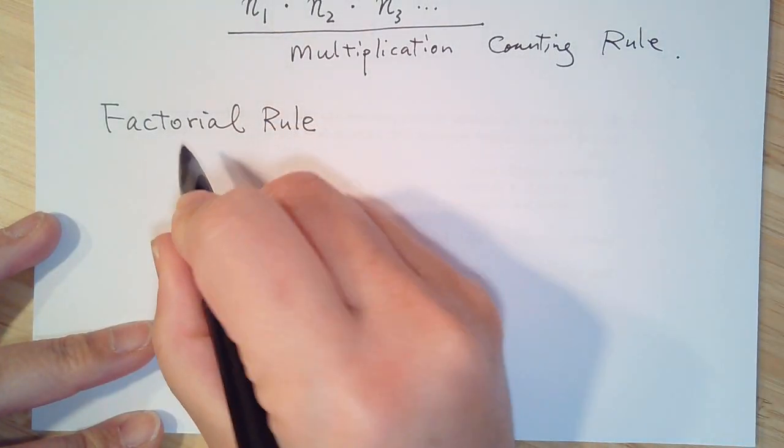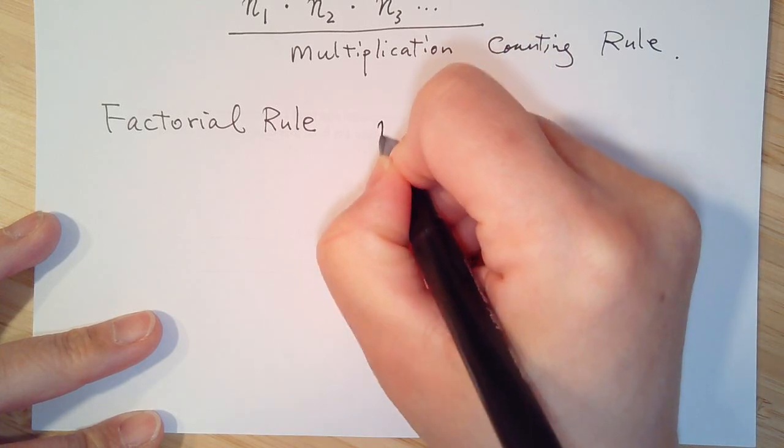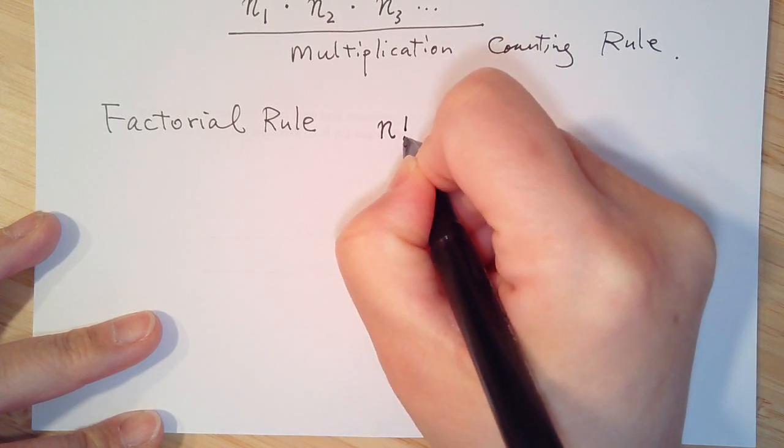So we have to learn something. This is called the factorial rule. We use n factorial.